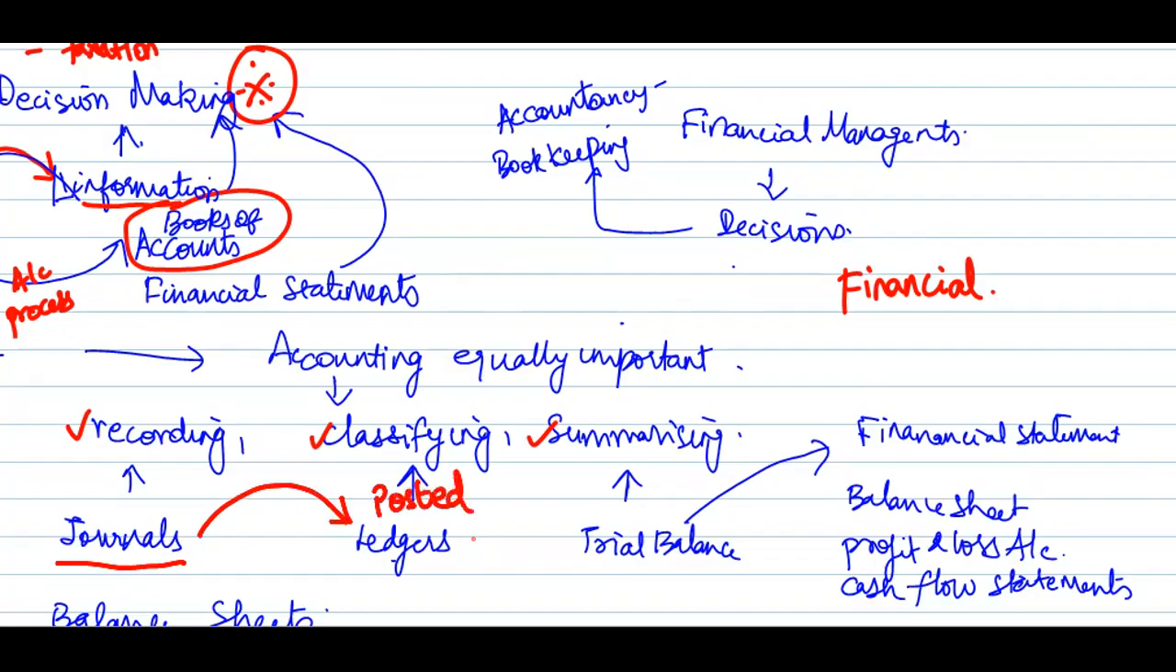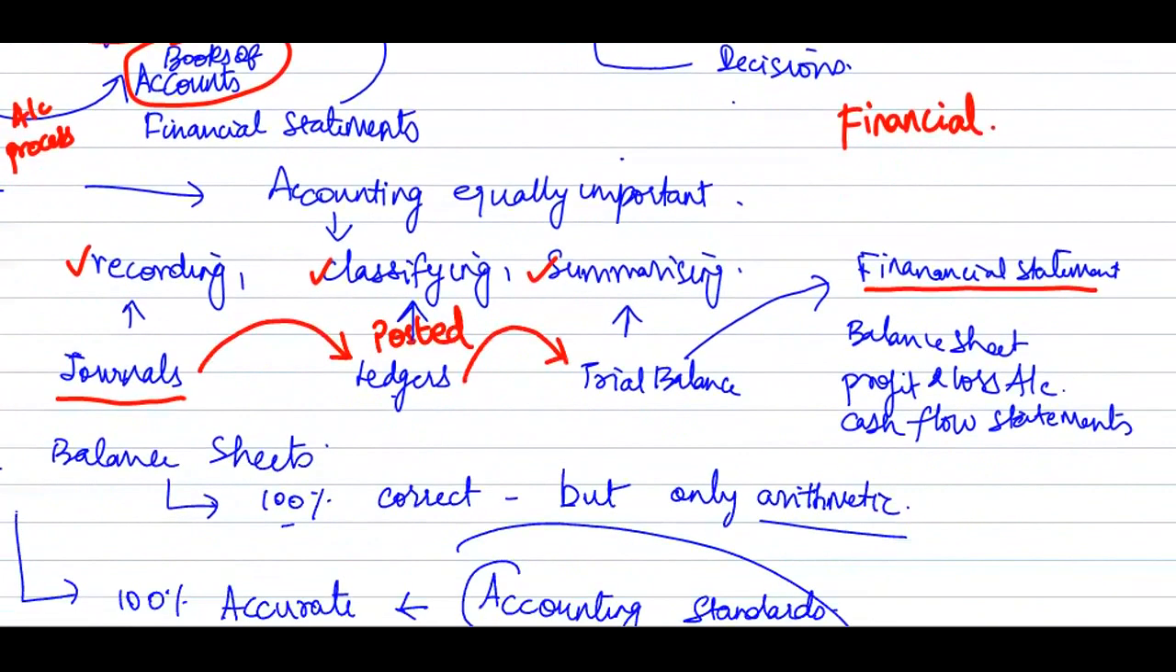And what is trial balance? These ledgers are then summarized into trial balances, and from the trial balance we prepare the financial statements. What is a financial statement? Financial statements include the balance sheet, profit and loss, and cash flow statements, and notes to accounts, of course. It is based on these financial statements that users are making the decisions. So the decision making tool is the financial statements. And what is the foundation for these financial statements? It is the accounting.